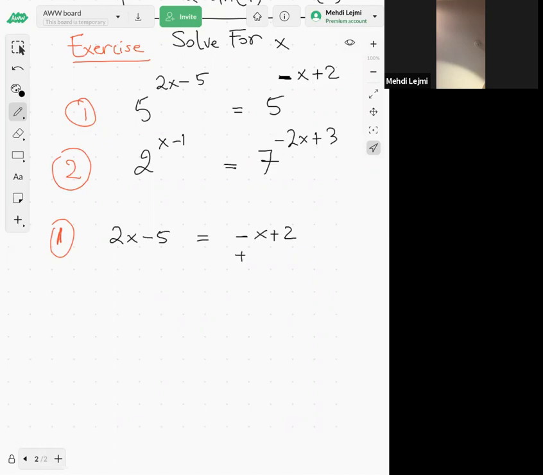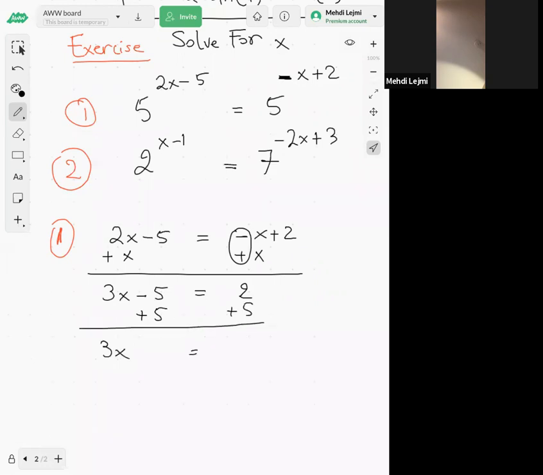There's a minus x here, so you need plus x on both sides. So that's 3x minus 5 equals 2. Then get rid of the minus 5, so plus 5. And so that's 3x equal to 7. And so for x, you divide by 3. So then your x would be 7/3, right? So just be careful of the minus x. If you have minus x, you're going to need plus x, right?